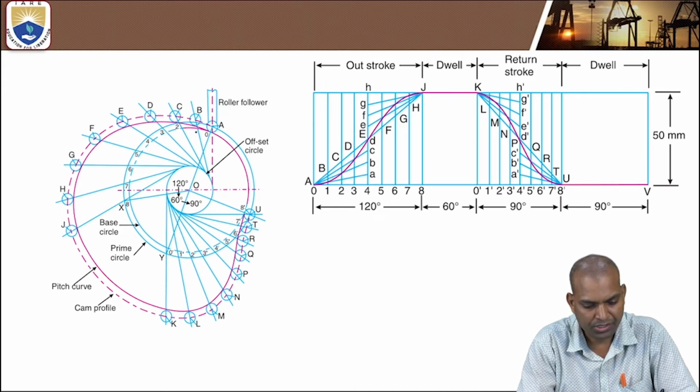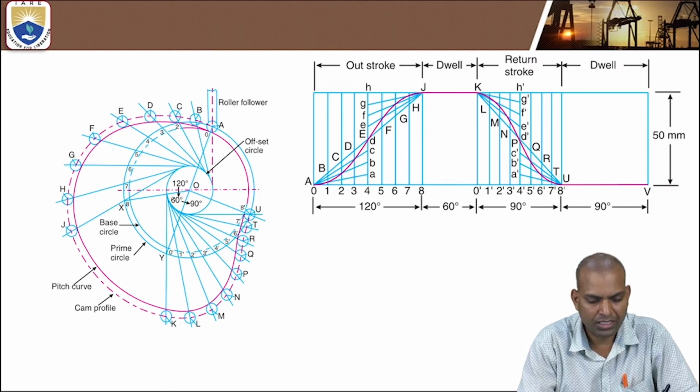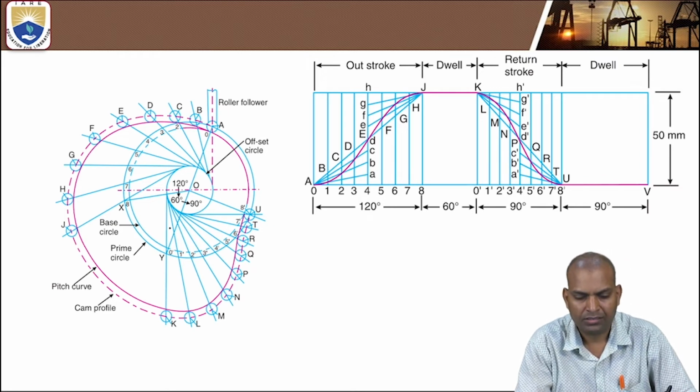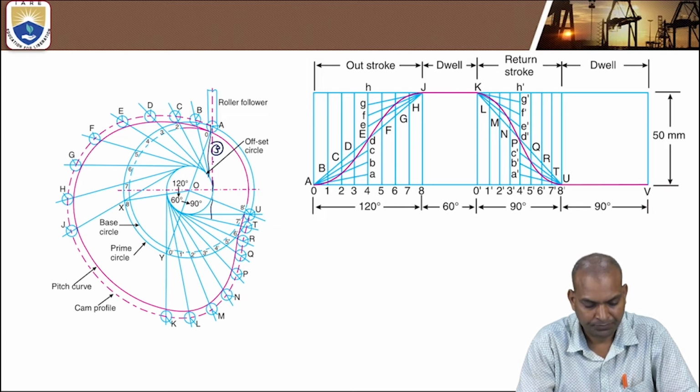So these are the points. First step, draw a base circle, the minimum radius of the cam. Second step, with the same center, draw an offset circle. Third step, draw the vertical line touching the circumference of the offset circle. After that, join the contact point of the roller with the center of the offset circle. That line is the reference line.